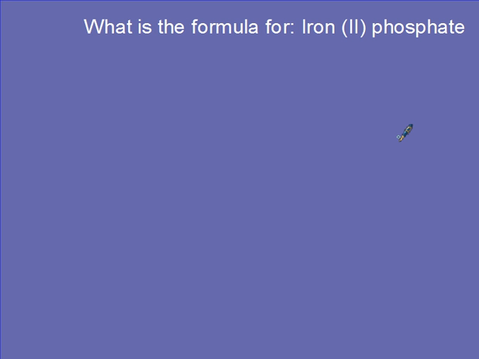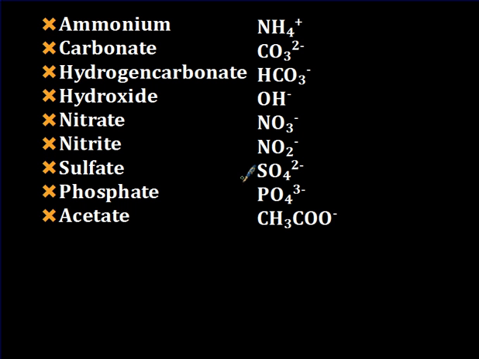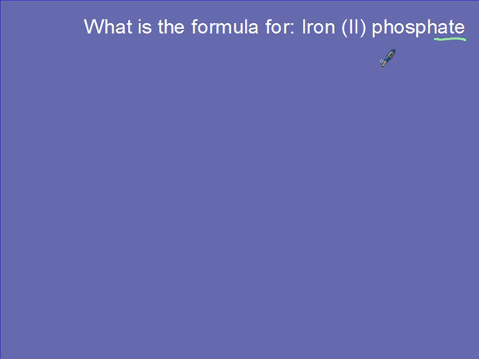What is the formula for iron 3 or iron 2 phosphate? Again, that's phosphate, ATE, not IDE. IDE is a completely different thing from ATE. So you have to look up what the polyatomic ion phosphate actually means. Phosphate is over here, PO4 3 minus. So we know this guy is a PO4 3 minus. Iron is always Fe.